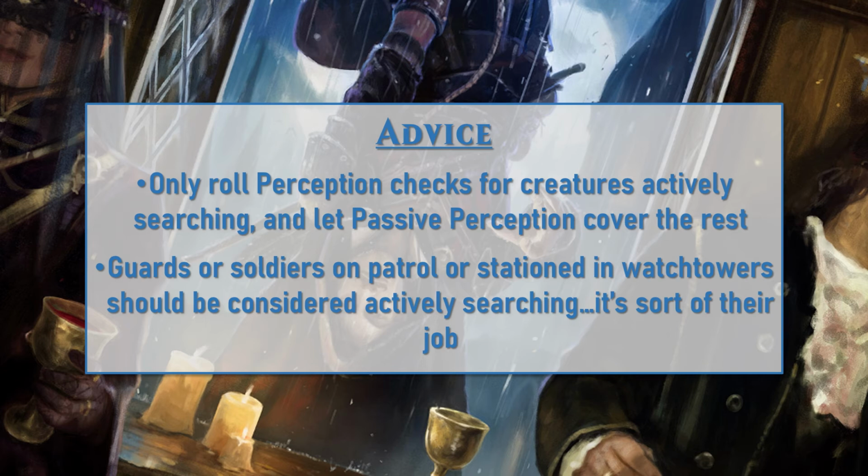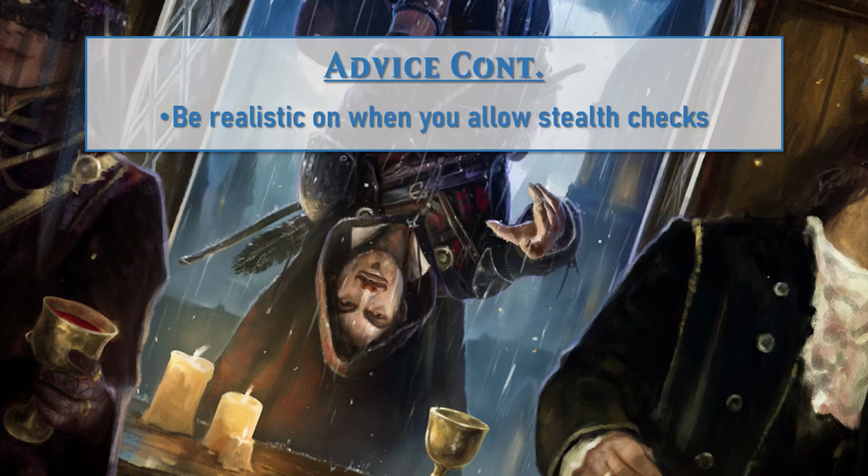Another bit of advice that seems kind of self-explanatory but is really important is be realistic on when you allow stealth checks to happen. The rules say that characters can't try to hide if they're clearly visible, so don't let them roll a stealth check if they're clearly visible. Even if a character rolls a 30, they don't disappear and turn invisible if they're right in front of somebody. Don't let them roll a stealth check if they're clearly visible, to avoid characters being frustrated because they rolled well but they're still visible, because they rolled in a situation where logically they can't hide.